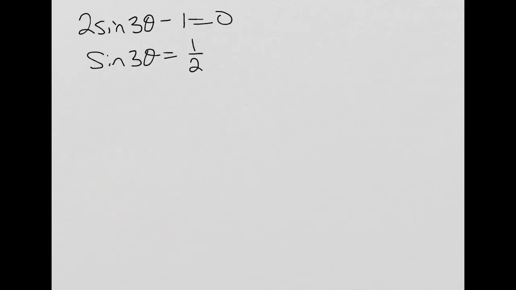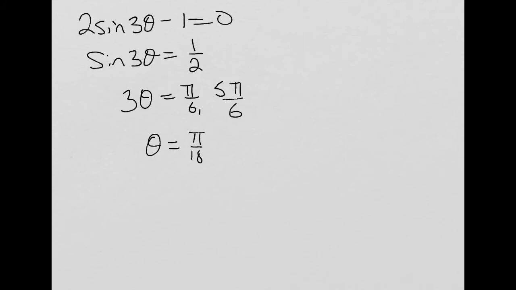So what that tells me here is that 3 theta is equal to pi over 6, or 5 pi over 6. Well, I should be able to divide those both by 3 to get theta equals pi over 18 plus 2k pi, or 5 pi over 18 plus 2k pi.